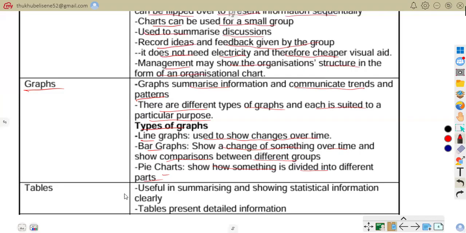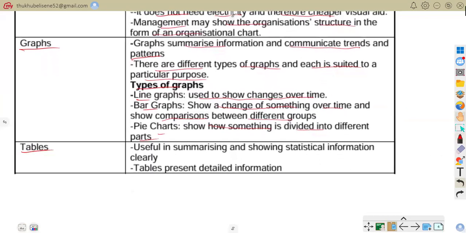So that is that. Now we are under tables. Tables are useful in summarizing and showing statistical information clearly. Tables organize figures into rows and columns for easy reading. Tables present detailed information, so they include more data than graphs.